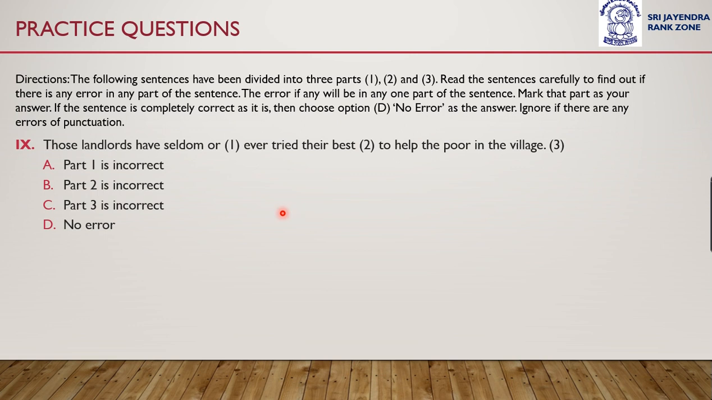Question number 9. Those landlords have seldom or ever tried their best to help the poor in the village. Please mark your correct answers. This would be the last question we would be discussing about conjunctions. So, those landlords have seldom or ever tried their best to help the poor in the village. Which part is correct? Which part is incorrect? Is there any error or is there no error?